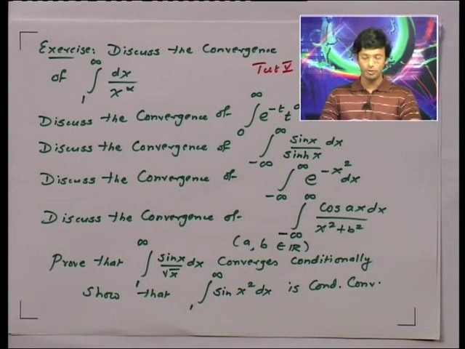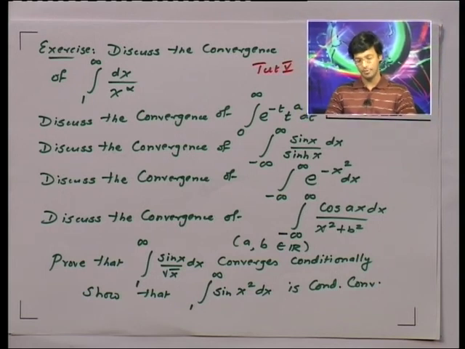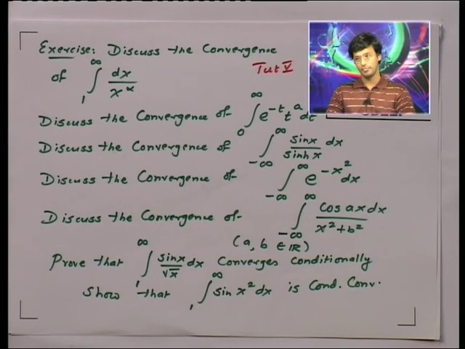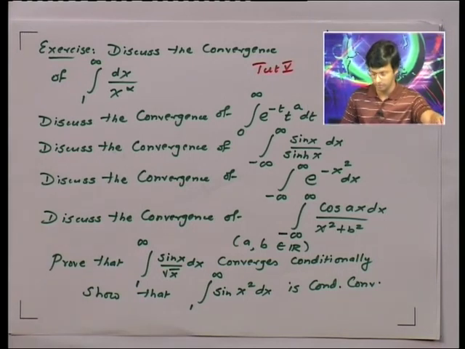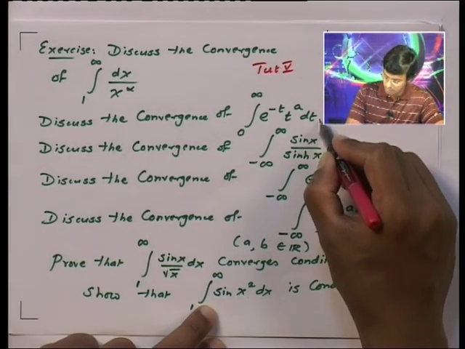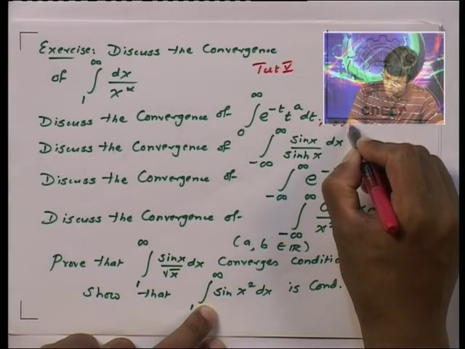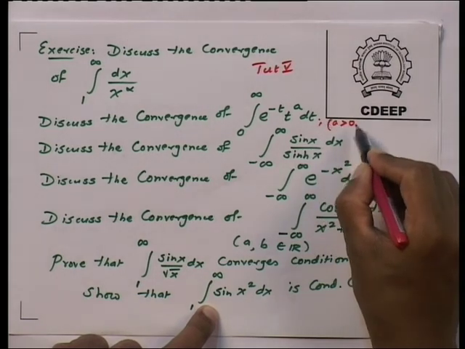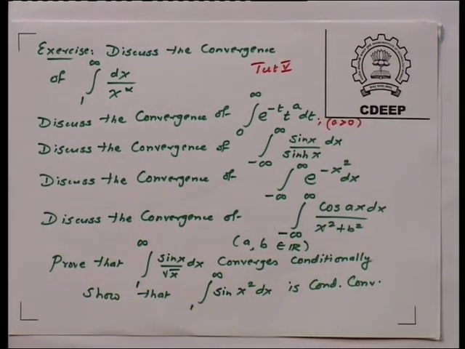Discuss the convergence of integral 1 to infinity dx upon x to the power alpha. Discuss the convergence of integral 0 to infinity e to the power minus t into t to the power a dt. You can assume a is positive. So, discuss this.